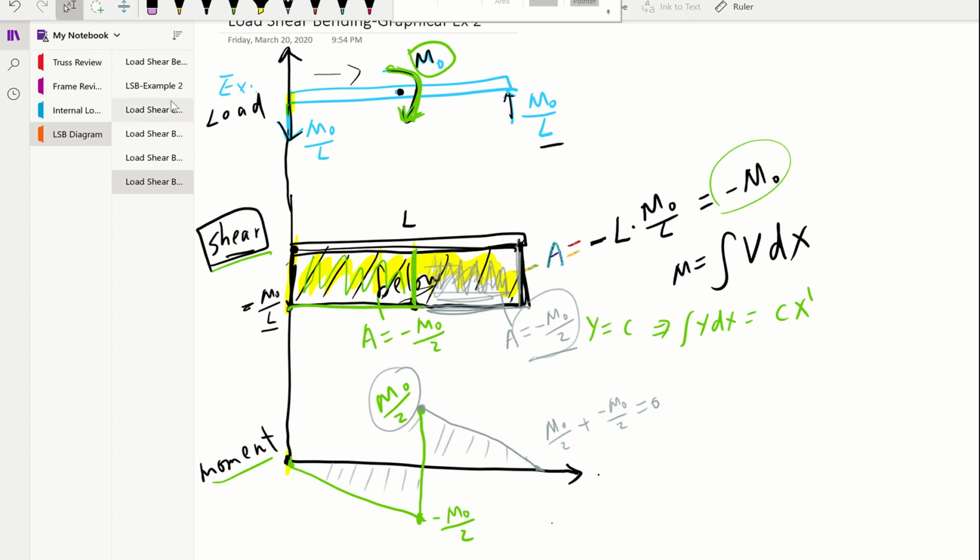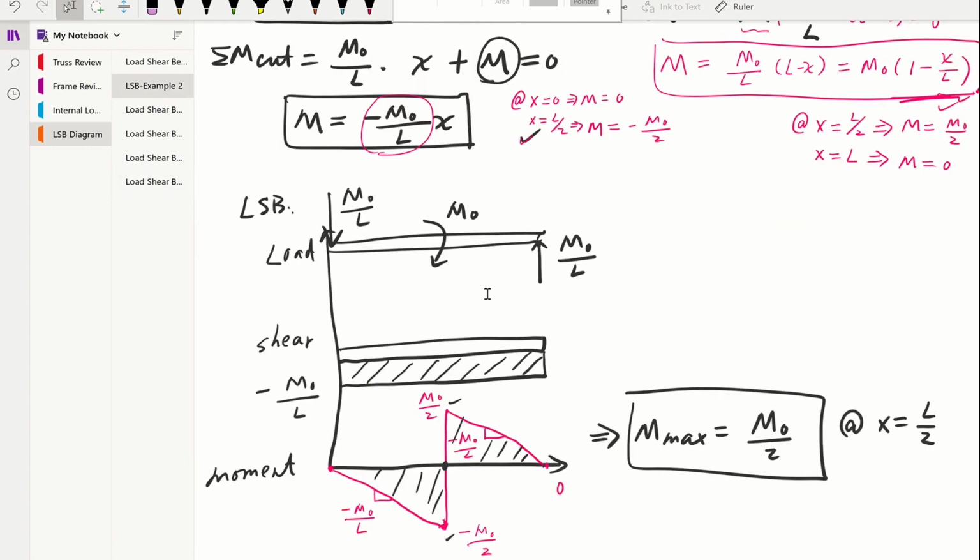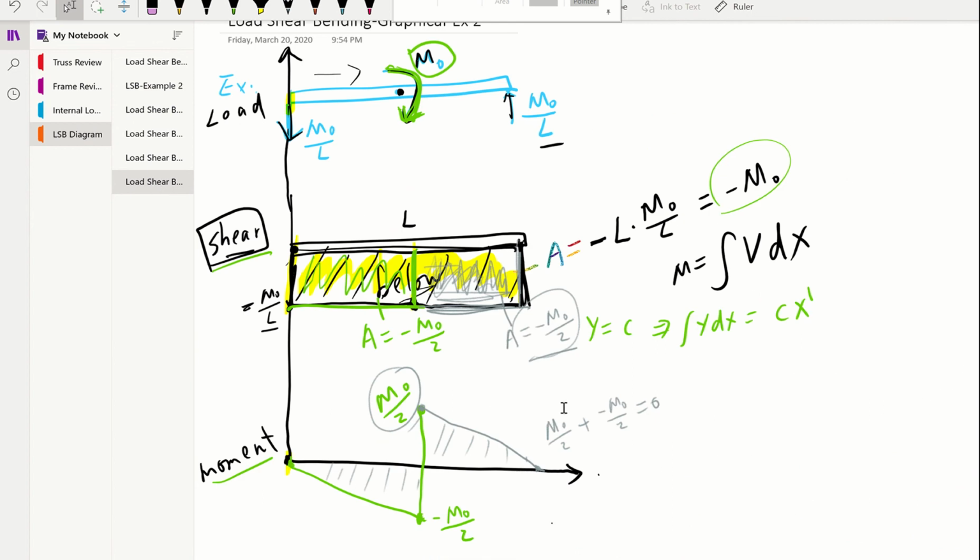Okay, so that's going to be our moment diagram for this problem. Just to be curious, we can go back and look at our analytical approach to see if we get the same graph. Exactly the same graph, as you can see here, right? So that's our graphic approach for this particular problem. All right, that concludes our video this time. See you next time.